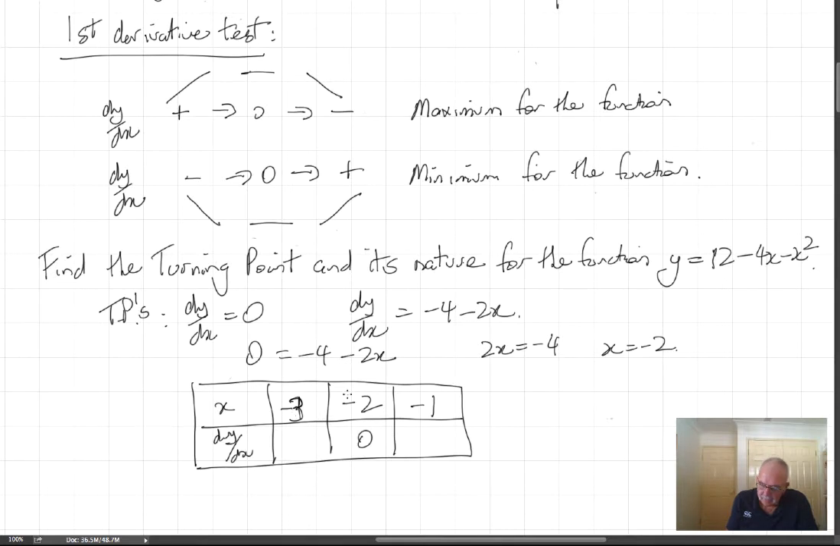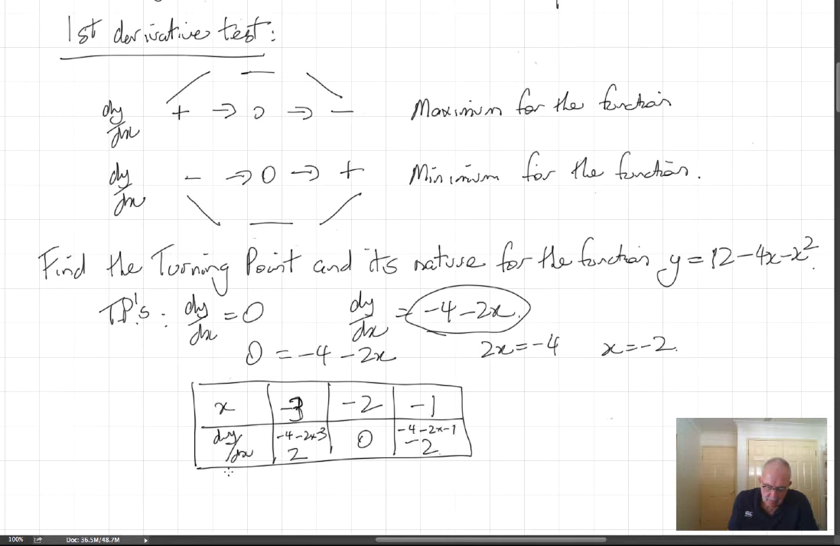Okay, so put negative 3 into dy/dx. So we want to find out what dy/dx is equal to when x is equal to negative 3. So it'll be negative 4, take 2 times negative 3. That's equal to 6. Negative 4 plus 6 is equal to 2. When x is equal to negative 1, we substitute negative 1 into dy/dx, and you get negative 4 minus 2 times negative 1. Negative 2 times negative 1 is positive 2, minus 4 is negative 2.